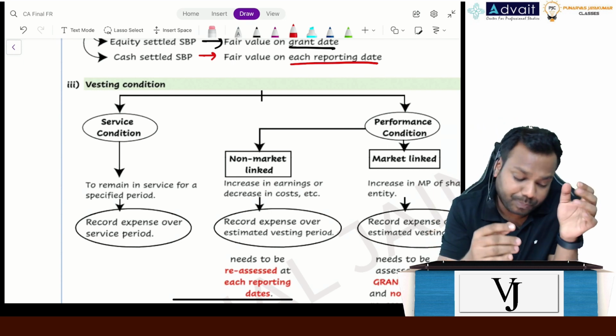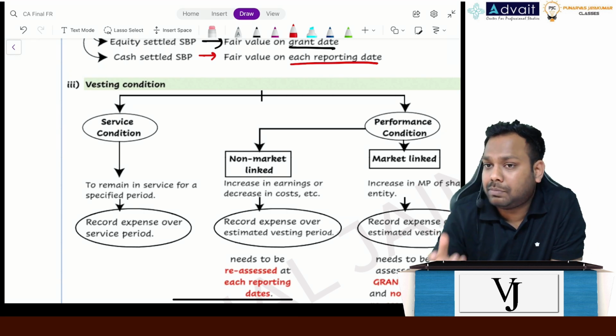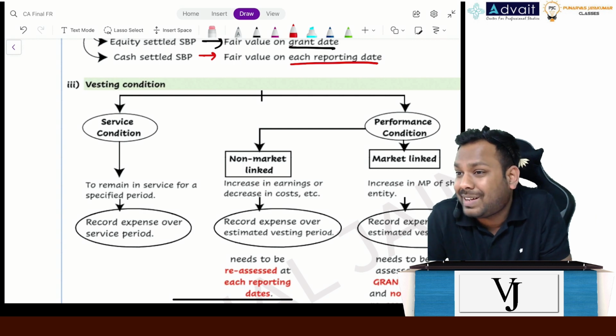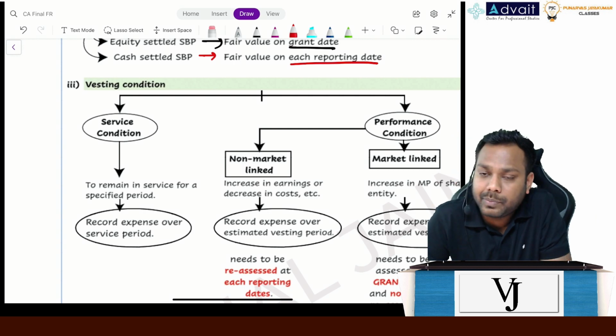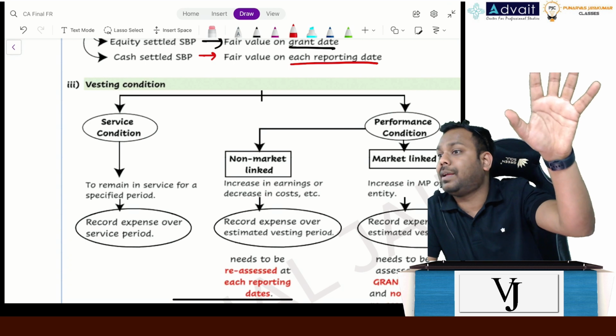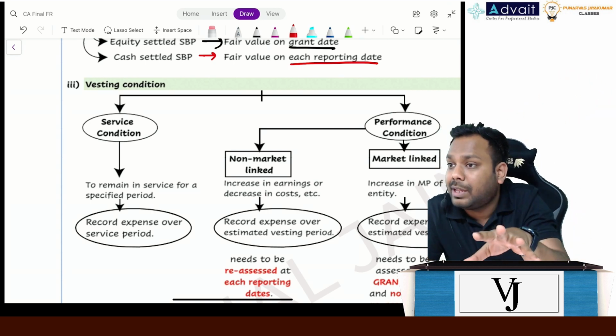Now, let's suppose I tell my employee that I will give you ESOPs worth rupees 10 crores at the end of the third year, and his salary is somewhere around 30 to 40 lakhs per annum. Definitely 10 crores will attract him, right? So he will not leave the company for that 3-year period.